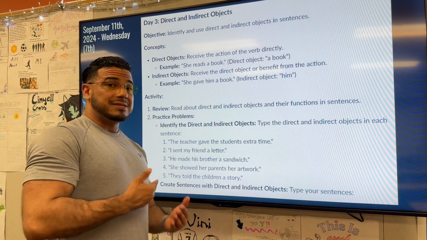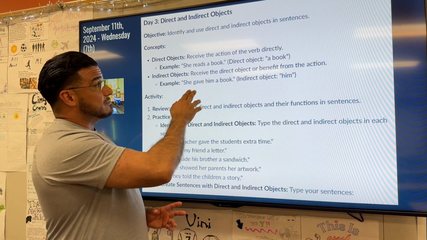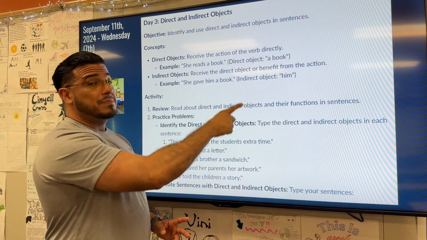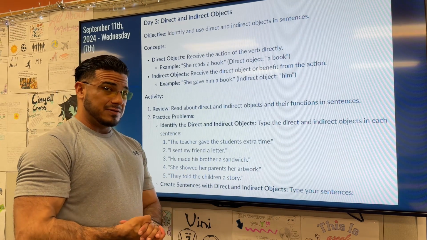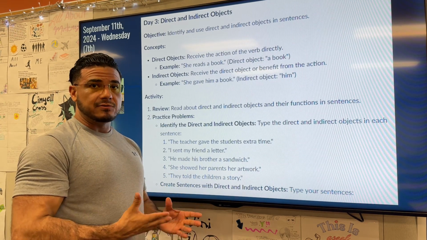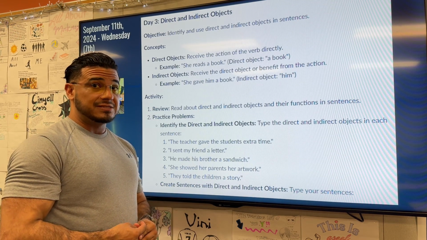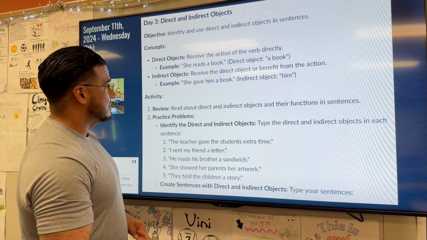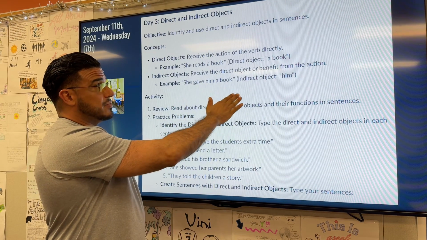Moving on to what's called an indirect object. For this, we define it simply as it receives the direct object or benefit in some way of the action, which sounds very complex, but in practice, I guarantee you it's much simpler to understand. So with that, we're going to go ahead and look at the first example of an indirect object, which is, she gave him a book.